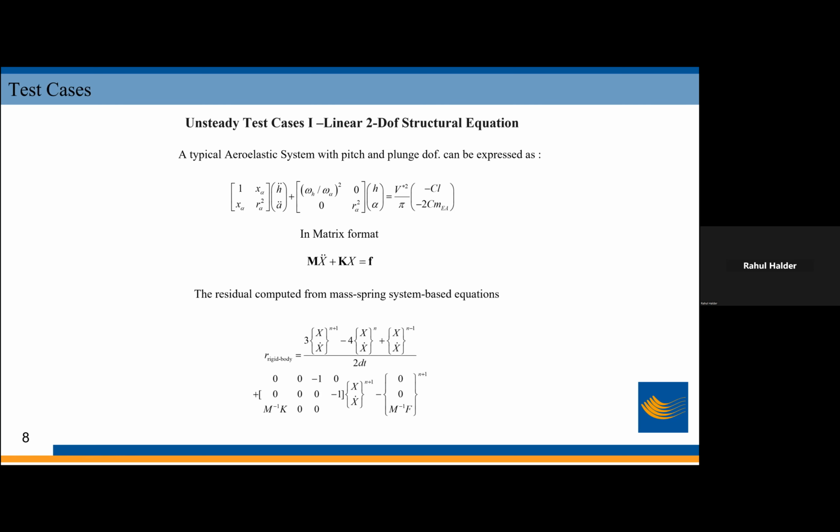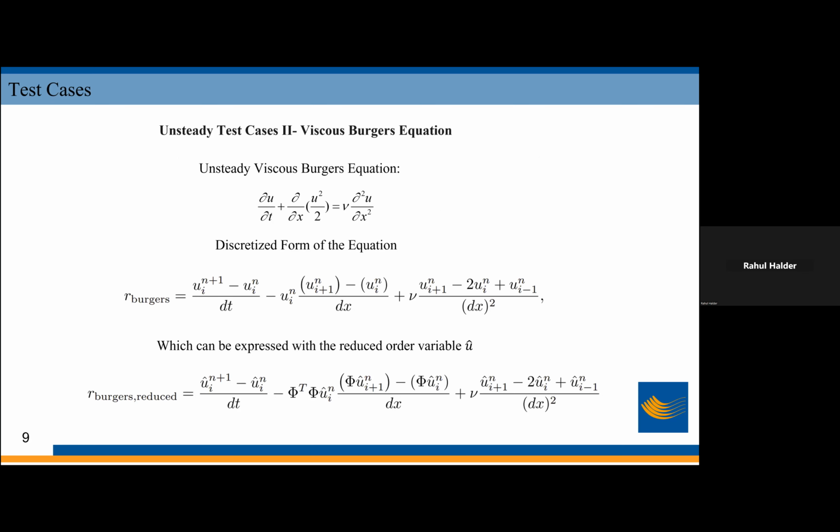we can get the residuals after the discretization. It looks like this, where x is h and alpha. h is the pitch and alpha is the plunge of the aeroelastic motion. Similarly, you can do the same for the viscous Burgers equation as well. So first you discretize the time derivative part using some forward difference, and then an upwind scheme for the convective part, and some central difference for the linear diffusion part. Then you can get this discretized form.